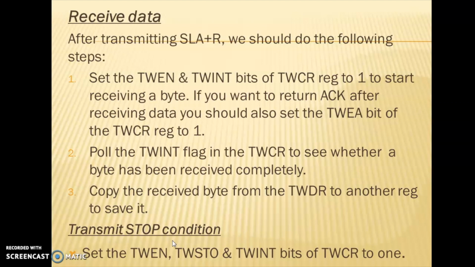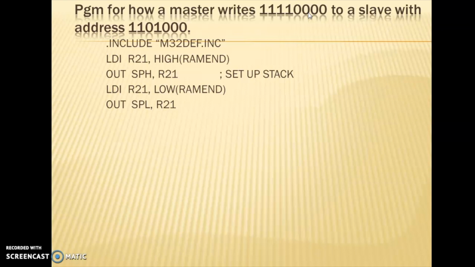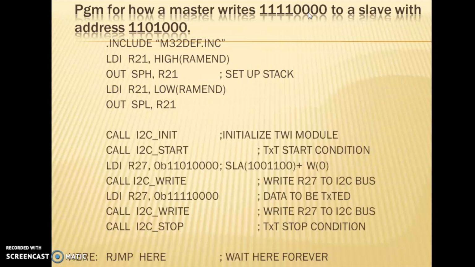Hope you understood well. Moving on to a program for how a master writes data F0, 1111 0000, to a slave with address 1010000. See, the address is only 7 bits. And this is the data to be transmitted, F0. So first we initialize the stack pointer. In this main program, the above said programming steps are written as subprograms, and we just call them in the main program in the sequence we need.